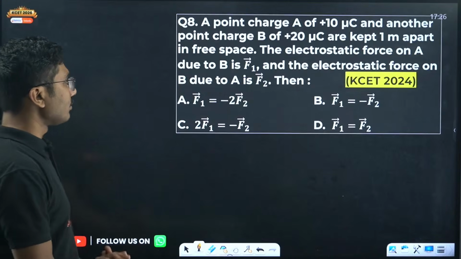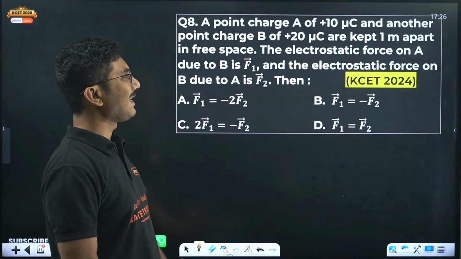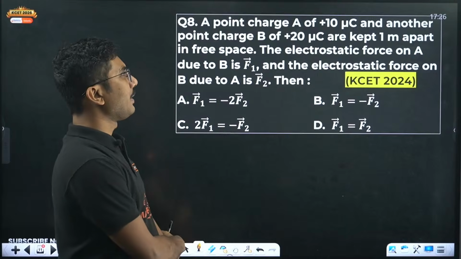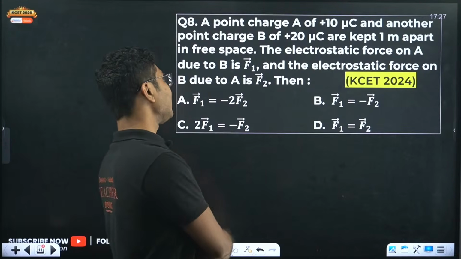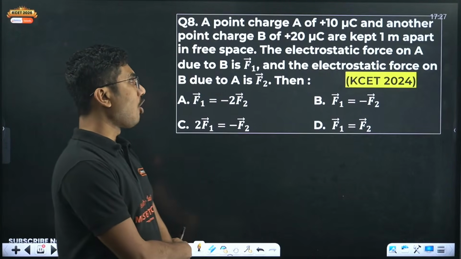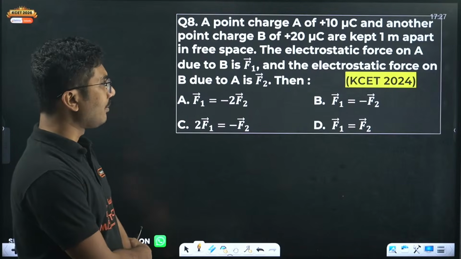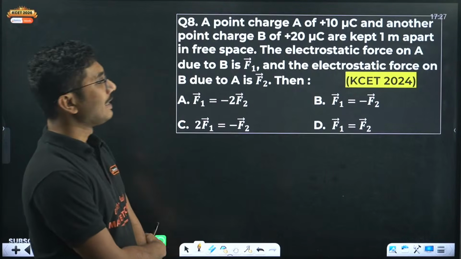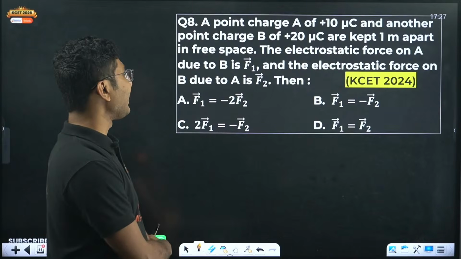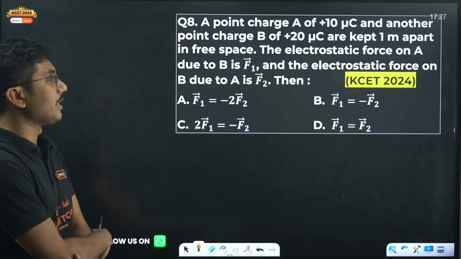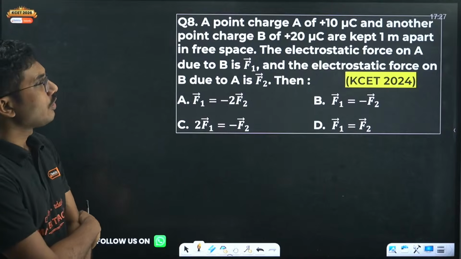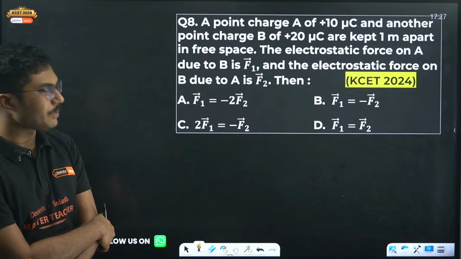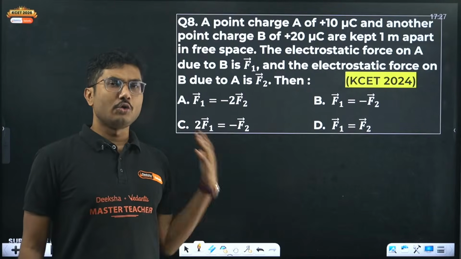Now let's move on to the next question, question number 8. A point charge A of plus 10 microcoulomb and another point charge B of plus 20 microcoulomb are kept 1 meter apart in free space. The electrostatic force on A due to B is F1 and the electrostatic force on B due to A is F2. Which of the relationships is correct? Again, another easy question, no need to do any mathematics.